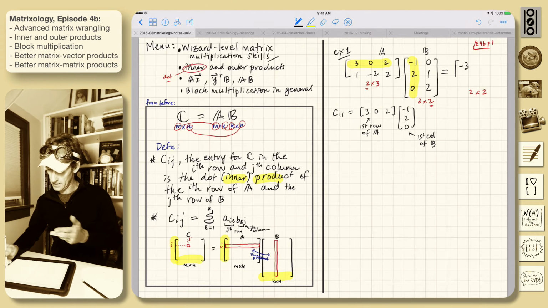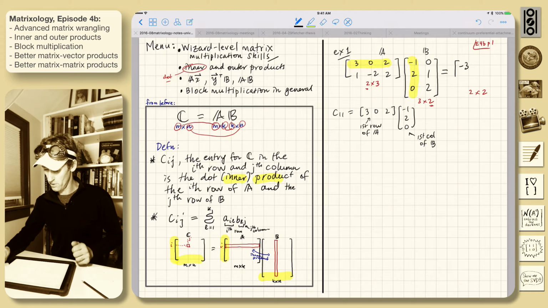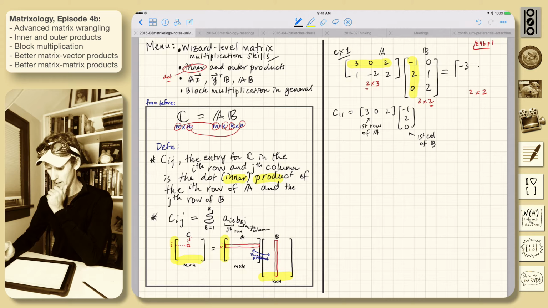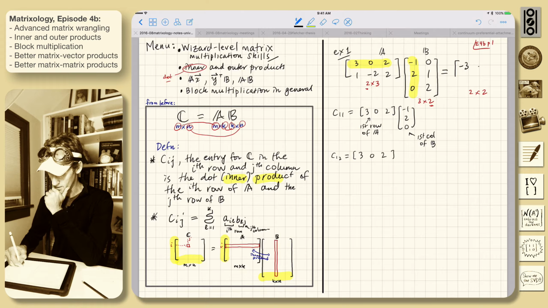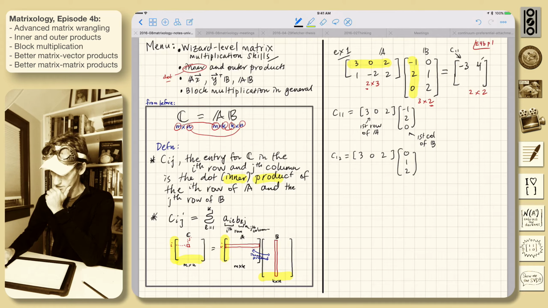So the first row dotted with the second column would give you C12. Let's write it out. C12 is 3, 0, 2 dotted with 0, 1, 2. So there's a 3 times 0 plus 0 times 1 plus 2 times 2, so this is all very nice, isn't it? 4. This is C11, C12, and then the remainders, well, might as well write them out.